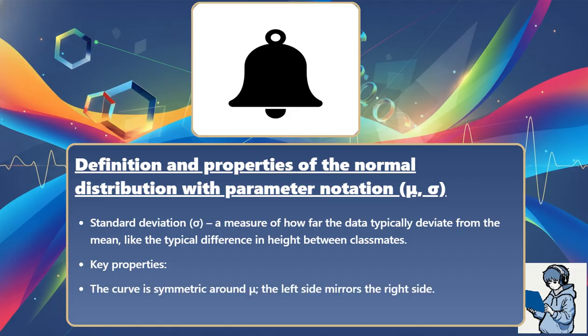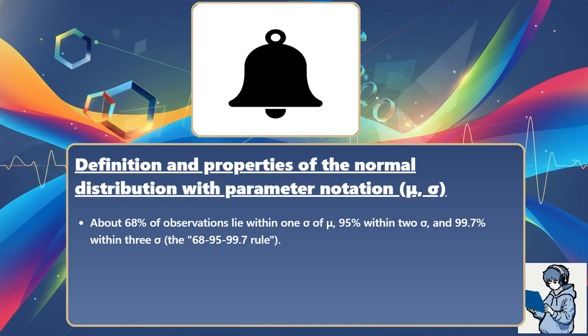Key properties. The curve is symmetric around mu, the left side mirrors the right side. About 68% of observations lie within 1 sigma of mu, 95% within 2 sigma, and 99.7% within 3 sigma, the 68-95-99.7 rule. The total area under the curve equals 1, representing 100% probability.